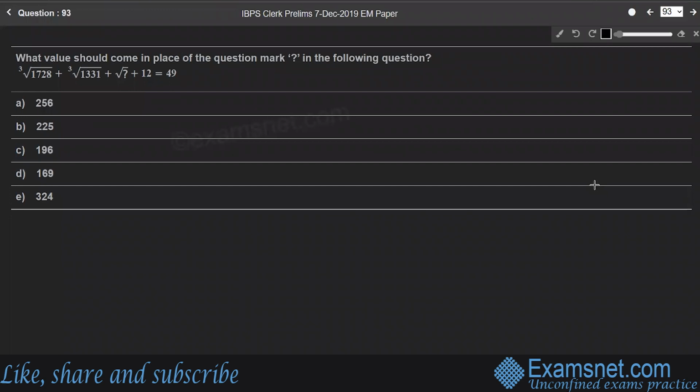Question 93. What value should come in place of the question mark in the following question? Here is the question: cube root of 1728 plus cube root of 1331 plus square root of some value. So let the number be x here. So instead of question mark, plus 12 is equal to 49. Here the question mark is inside the square root, so the number be x here inside the square root.